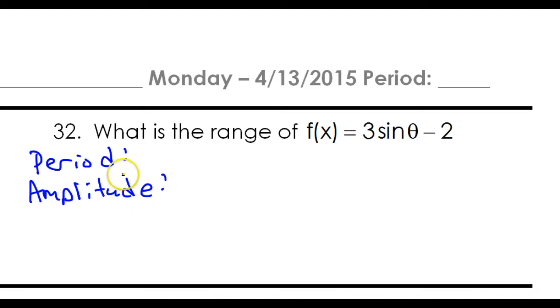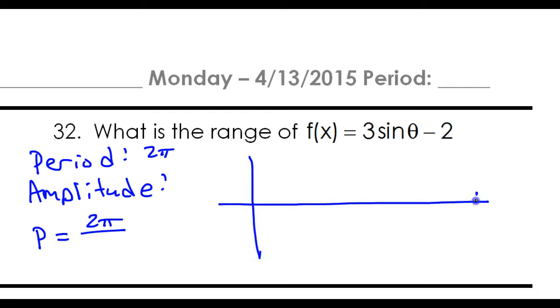There is no phase shift, so we don't need to worry about that. But, for example, the period. We know that the period is always 2 pi divided by the b value. The b value is anything that's right in front of the angle. There is no b value other than 1, so the period is just going to be 2 pi. So let's do a little sketch. The period is 2 pi, so this is going to be pi, this is pi over 2, and this is 3 pi over 2.